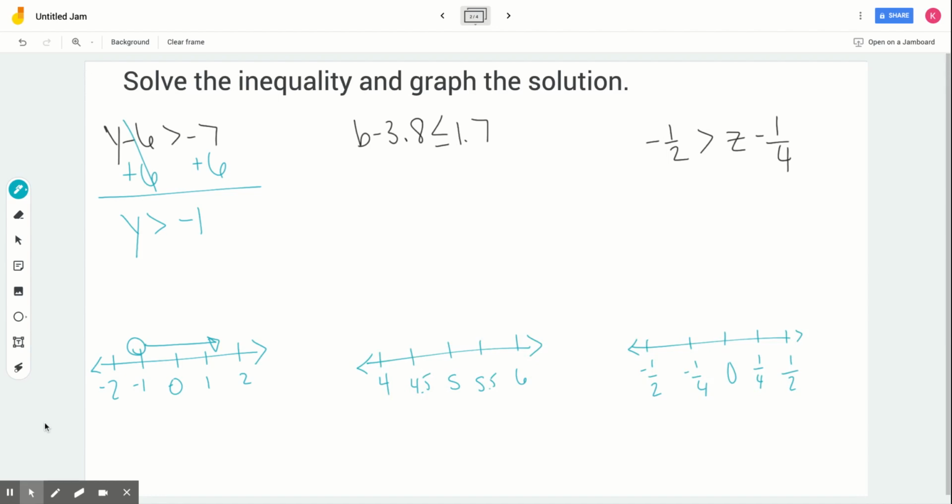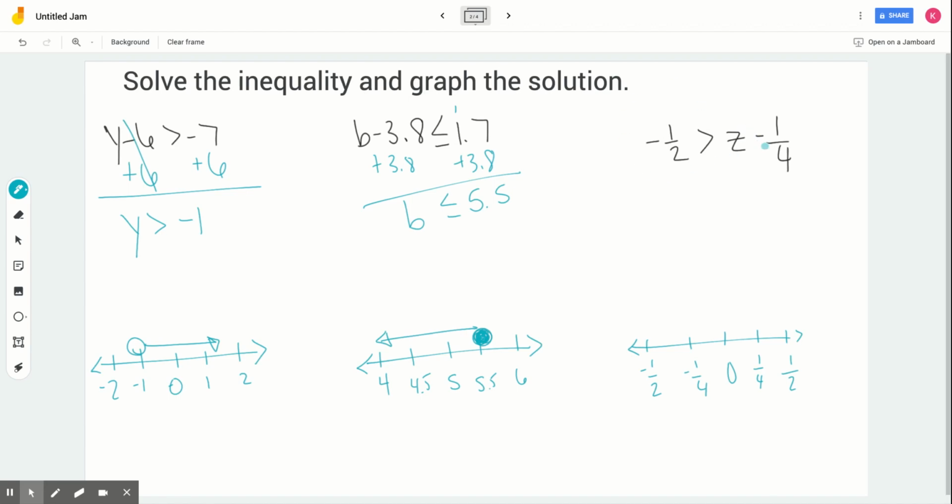Now that you've had a chance to take a look at these, we're going to look at them together. In the second one, the opposite of subtracting 3.8 is to add 3.8. Since these have the same signs, you're going to add and keep the sign, making sure the decimals are lined up. 7 and 8 makes 15, carry the 1, 1 and 1 and 3 makes 5, and bring that decimal point straight down. So we see that b is less than or equal to 5.5. Since it's less than or equal to, we need that shaded circle. Less than tells us that we shade to the left.